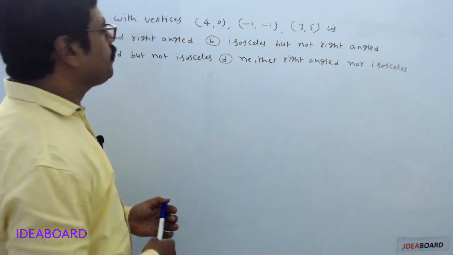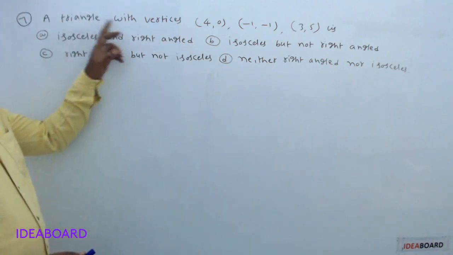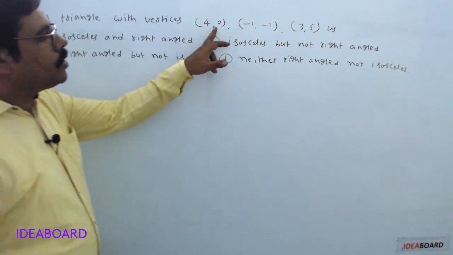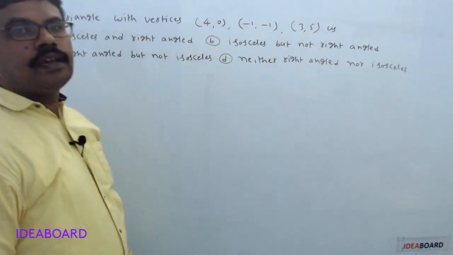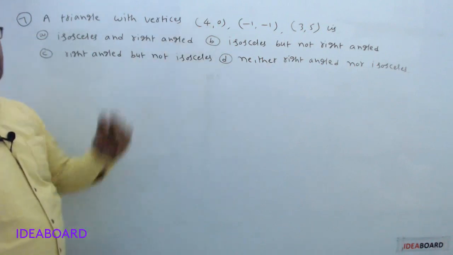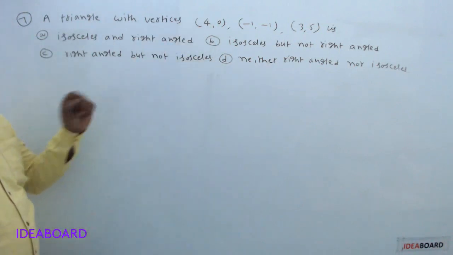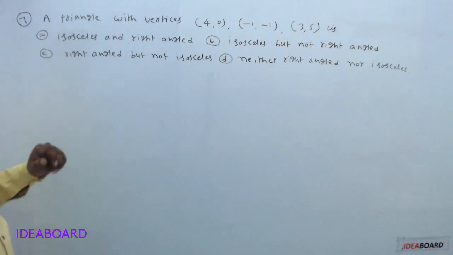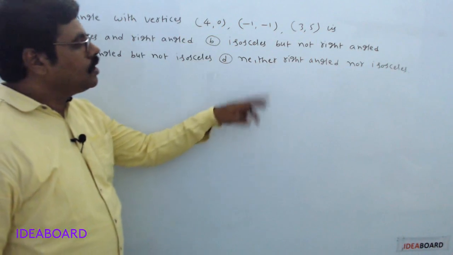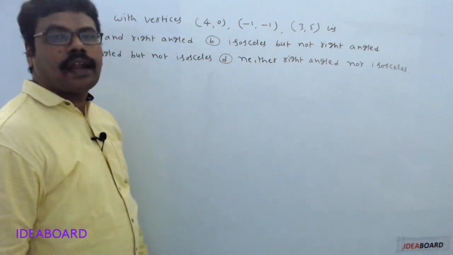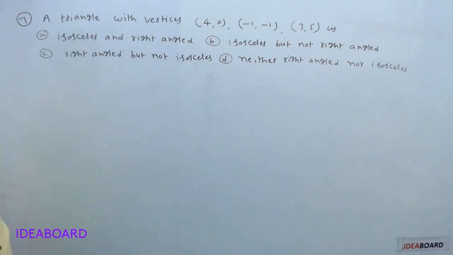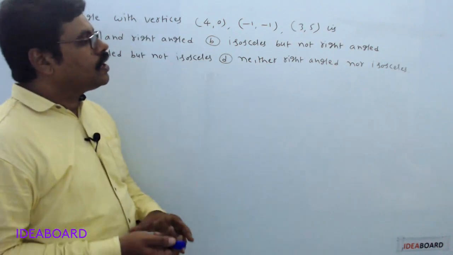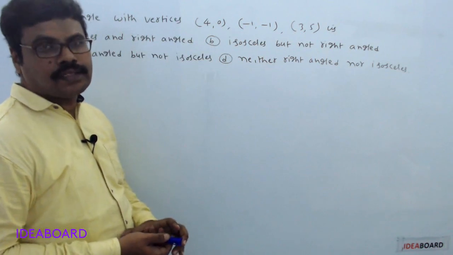Now come to the next problem. A triangle with vertices (4, 0), (-1, -1), (3, 5) is. Here the vertices of the triangle are given. If you look at the options, the first option is isosceles and right angle, the second option isosceles but not right angle, the third option right angle but not isosceles, the fourth option neither right angle nor isosceles.